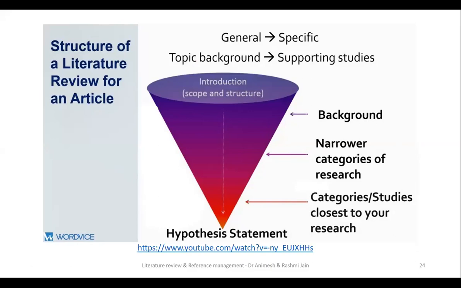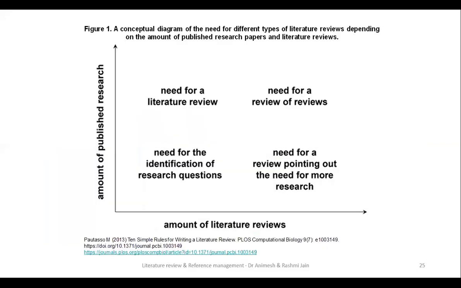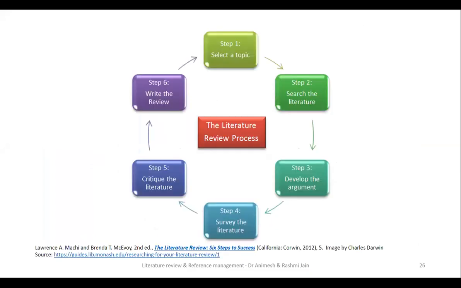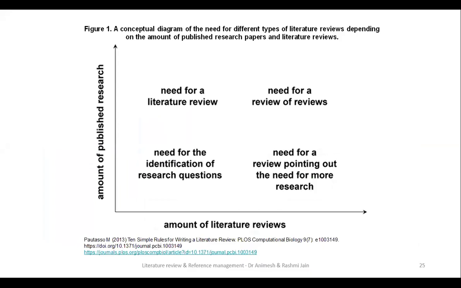So this is how you go from general to specific. You start from the broad and then you narrow down to a very specific area. Now, many people sometimes say that they are starting, and last time we touched on in our webinar, that many times you may not have much of a review to do because a lot of literature is not available. If you see this representation here, the amount of published research is on the y-axis, and the amount of literature review that you need to do is on the x-axis.